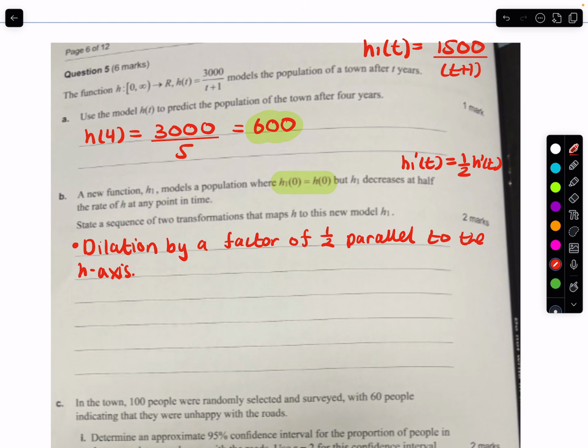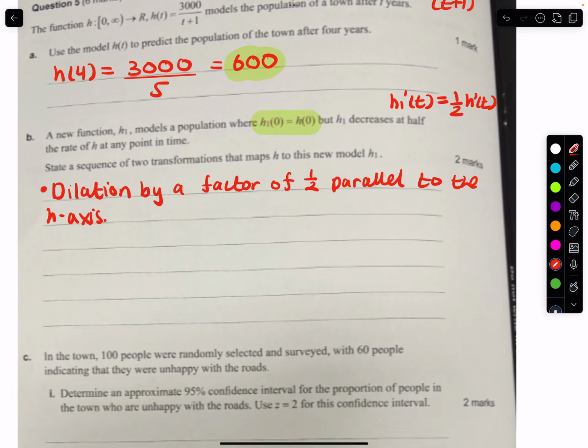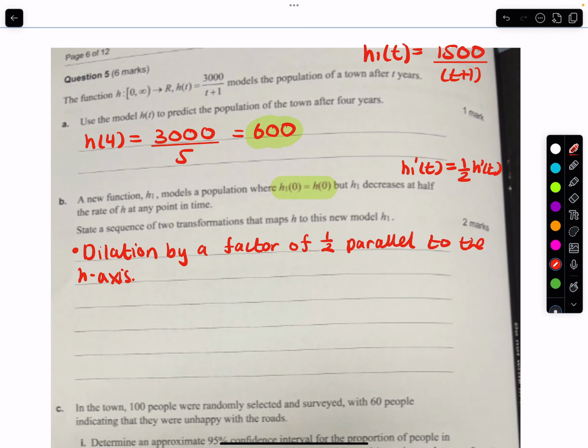But there's a second transformation. It's not just this one. If I did that, we get the same equation. But we also have to meet the condition that the initial populations have to be the same. Because you've got to remember, this one over here, when you sub in 0, the initial population is 1,500. This one's 3,000. So how do we make them the same?